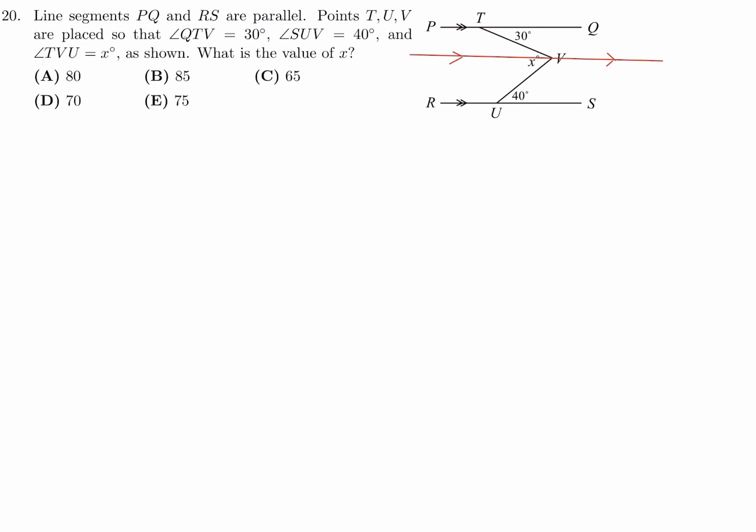And when you do that, it's probably the easiest way, because you can use the Z rule to easily figure out this angle. It's going to be 30. If this is 30, when you use the Z rule, that's 30. Similarly, when you use the Z rule here, if this is 40, that's going to be 40. So here, this angle is 40. X represents the angle from there to there. So x is that 30 plus that 40. So x is 70. Therefore, number 20, the answer is D.